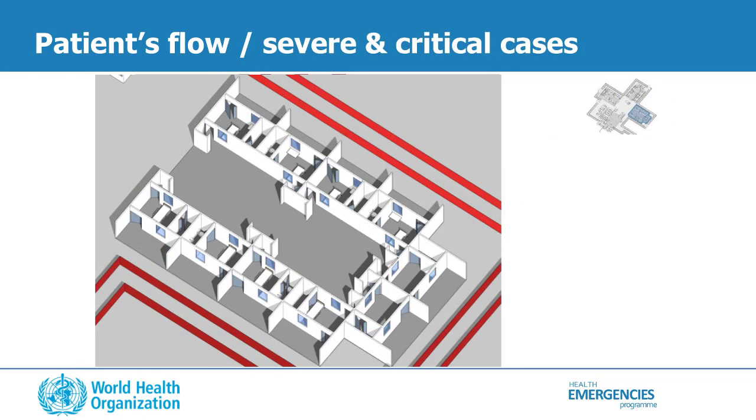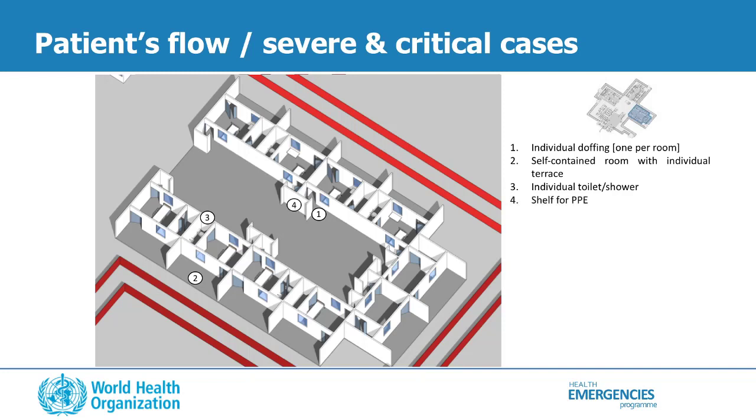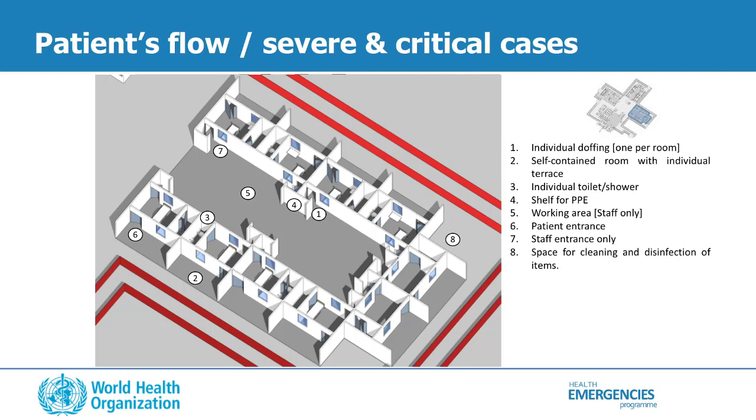Here we are going to look in detail at the flow of patients in the severe and critical wards. Number 1 is the individual doffing room. Number 2 is an individual self-contained room with a terrace. 3 are toilets and showers per individual self-contained room. On number 4 you have the PPE shelves. 5 is the staff working area. 6, patient's entrance. Number 7 is the entrance for staff only. And finally, number 8 is the space for cleaning and disinfecting equipment.